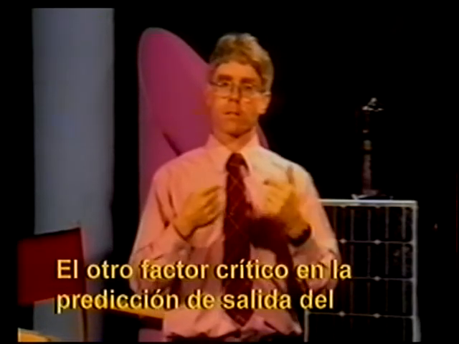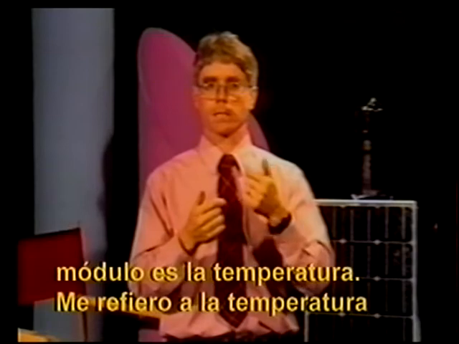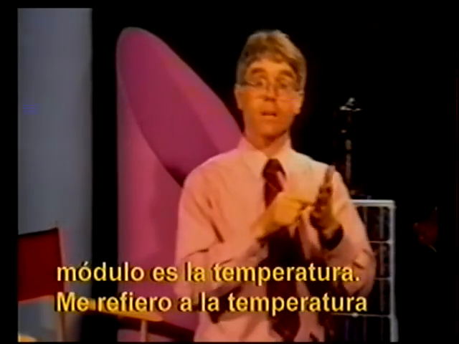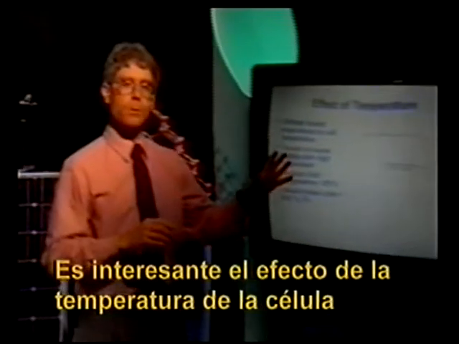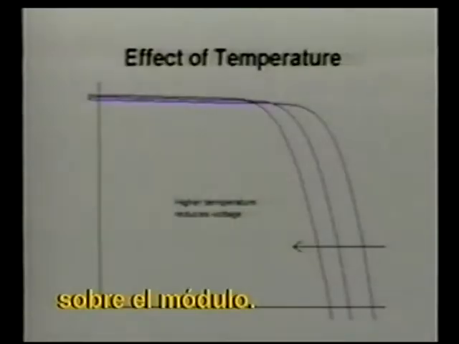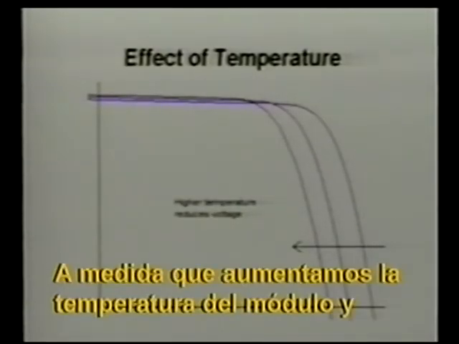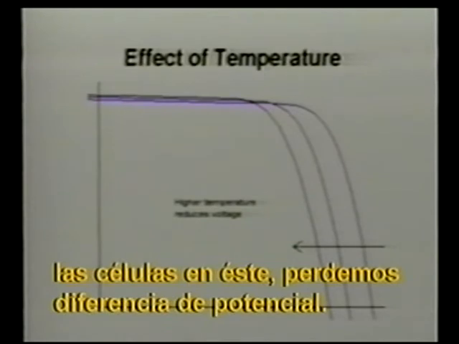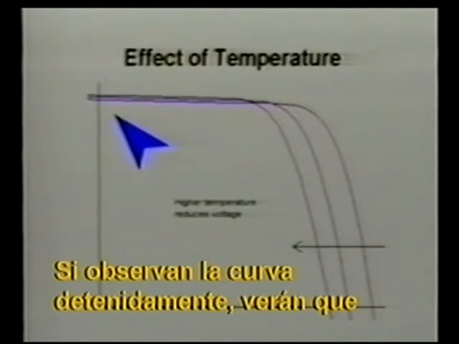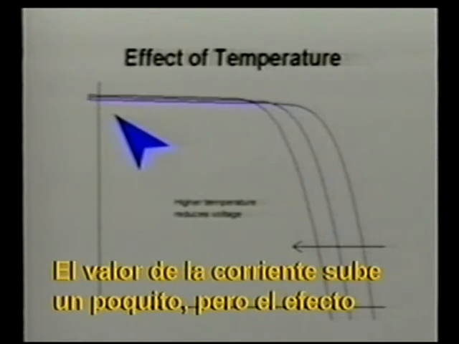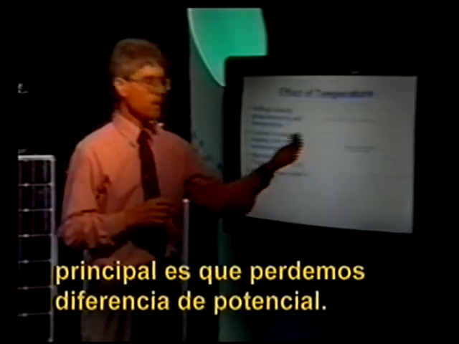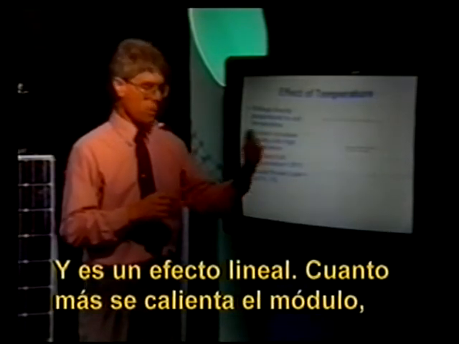Now, the other factor that's critical in predicting module output is temperature. And by that, I'm referring to cell temperature, not general air temperature. The effect of cell temperature on the module is kind of interesting. As we increase the temperature of the module and the cells in the module, we lose voltage potential. If you look at the curve carefully, you'll notice that way over here at short circuit current, the current value actually goes up a little bit. But the major effect is that we lose voltage potential, and it's a linear effect. The hotter the module gets, the more voltage we lose.